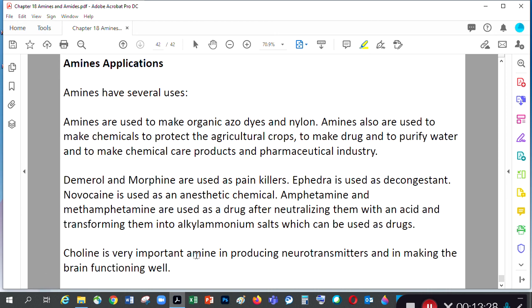Choline is a very important amine. If you recall, what was choline? Choline was an amine alcohol. Remember this from the previous chapter, when we were talking about the sphingolipids and the lipids, and choline is connected to the phospholipids. It's an alcohol amine. So this amine is produced in the neurotransmitters and makes the brain function well. So choline is very important for a well-functioning human being.